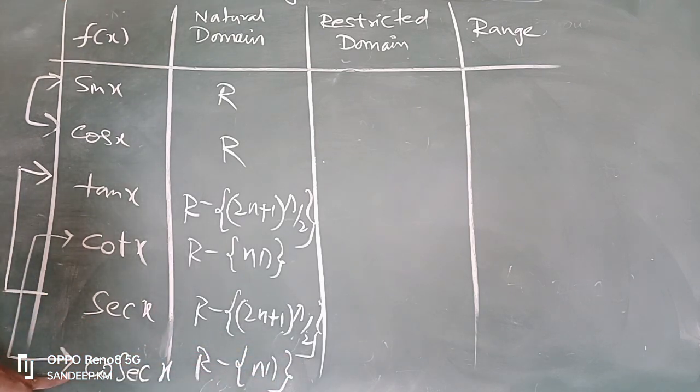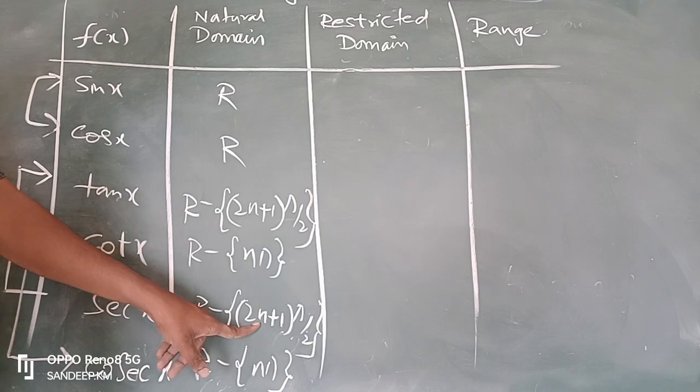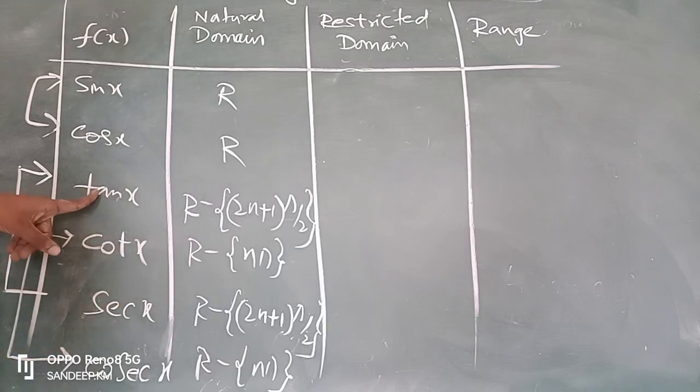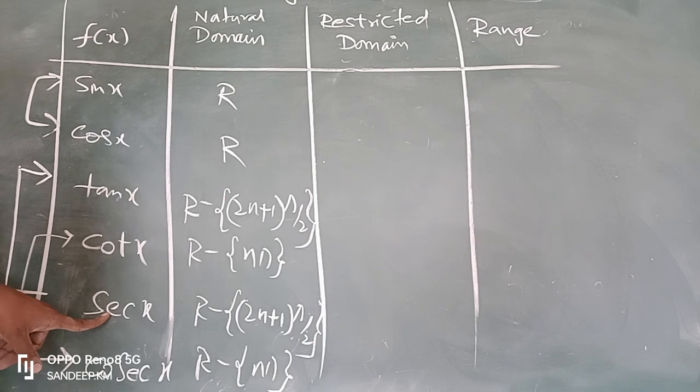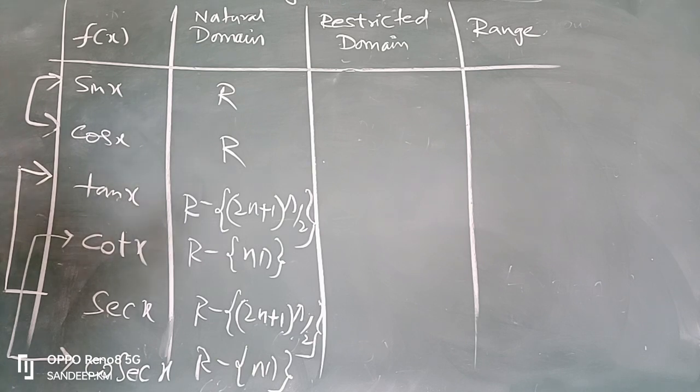The original reason why tan x and secant x will not accept odd multiples of pi by 2 is because tan x and secant x have cos x in their denominators. Tan x is sin x by cos x. Secant x is 1 by cos x. And cos x cannot be equal to 0. Therefore, x cannot be odd multiples of pi by 2. That is the original reason. But you can remember like this. Using the identities, we can write their natural domains.